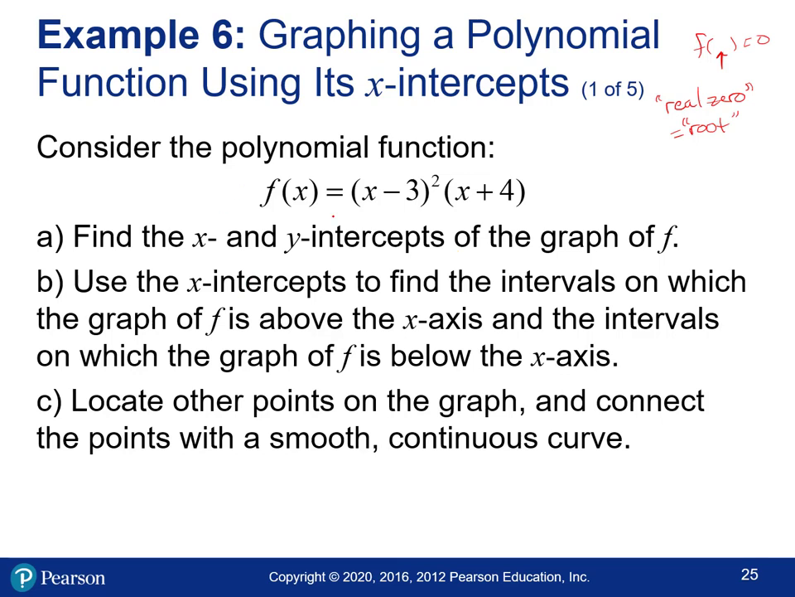Okay, so for this polynomial function, f of x equals (x minus 3) squared times (x plus 4), we're going to do quite a few things. We're going to find the intercepts, and we're going to find the intervals when the graph is above the x-axis and below the x-axis, meaning when our function is positive and negative. And then we're going to locate points on the graph, connect them with a smooth and continuous curve, so graphing the function.